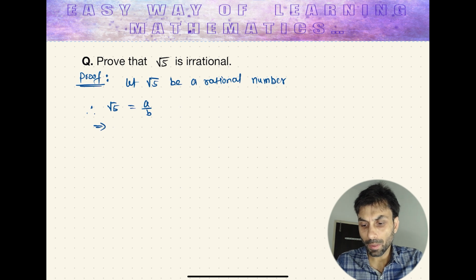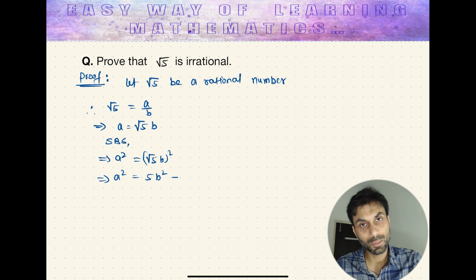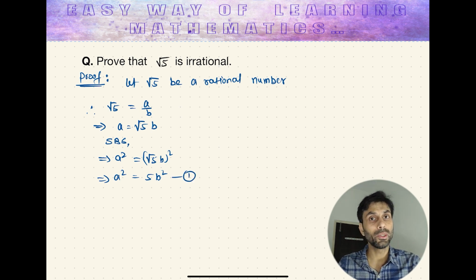Then when you cross multiply, you will get a equals root 5 times b. Now if you square both sides, we'll get a square equals root 5b whole square. Now that means a square equals 5b square. We can write this using laws of exponents. Now this is the statement where we'll use the theorem that we have just learned some time back.